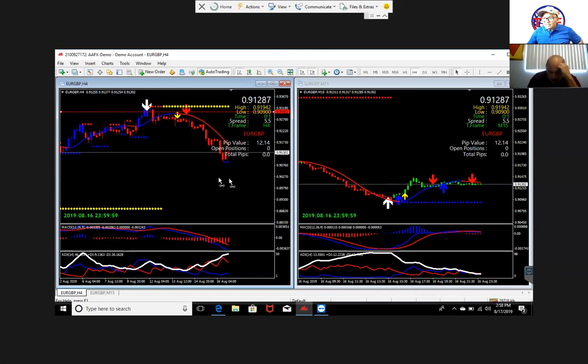But the pullback is not over yet. Right, right. So the down on the 4 hour, the bearish trend is continuing. The 15 minutes representing just a brief pullback. Right. Continuing the downtrend. So I would be ready to trade exactly what we're seeing right now.